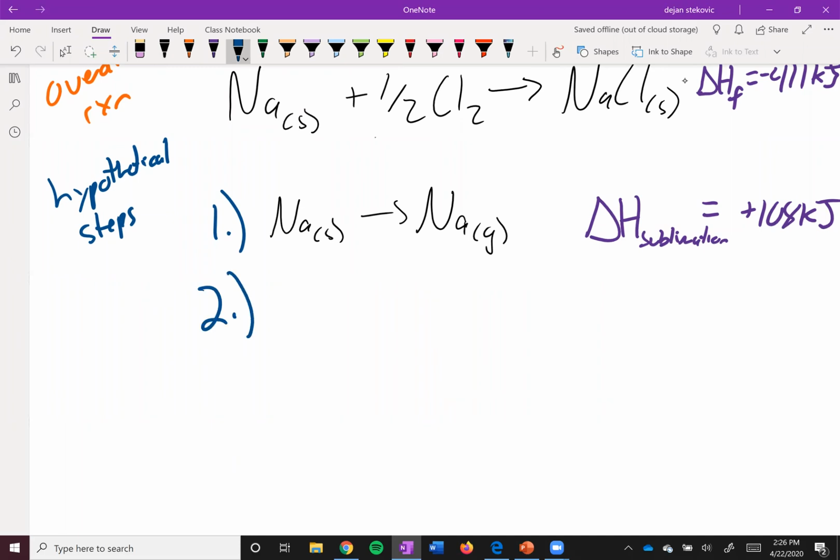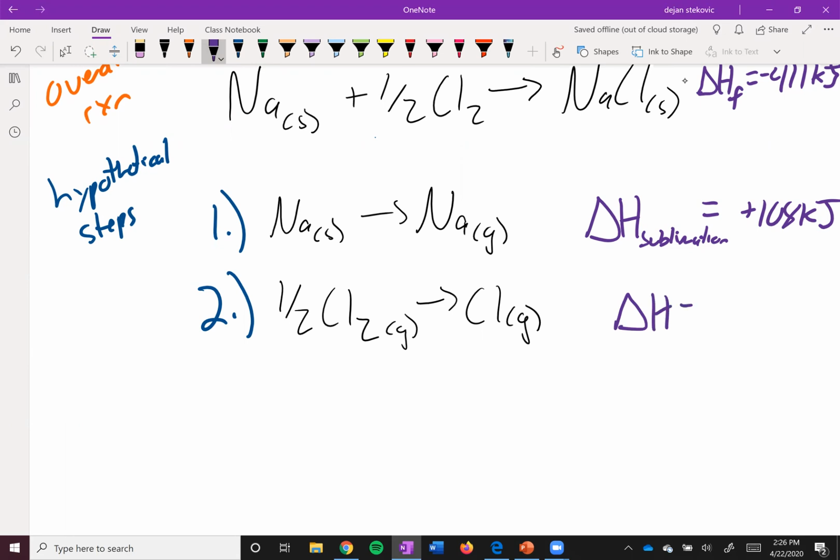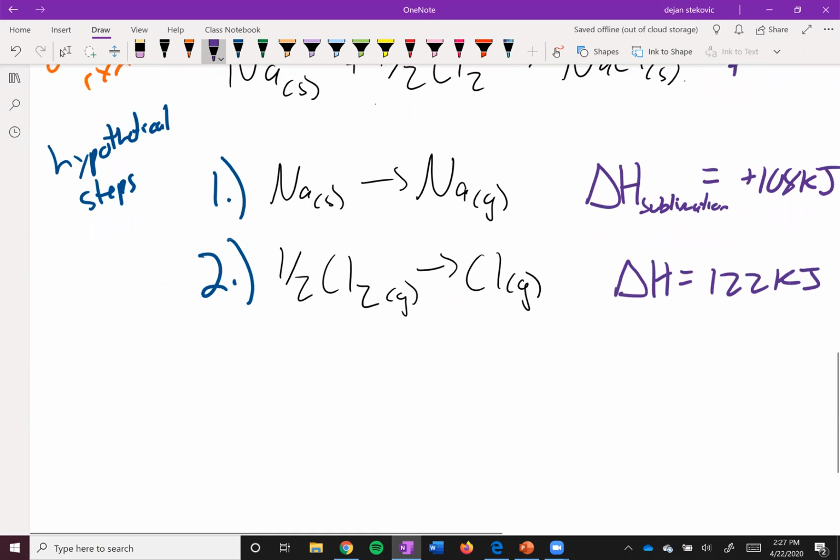You'll notice the next thing we have to do is break apart our chlorine gas. Our chlorine gas comes as Cl2, right? It's a diatomic gas, so we have to break it up into just one Cl. And if you're breaking stuff apart, you have to put energy into breaking it up. And so this delta H is also positive, in this case, 122 kilojoules.